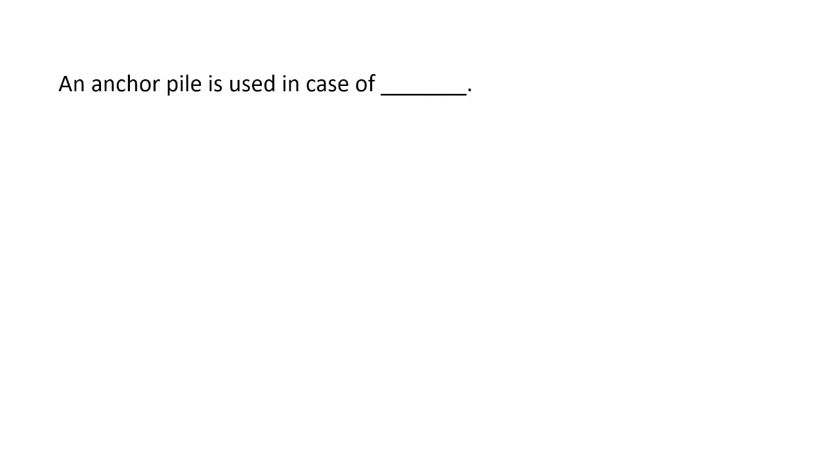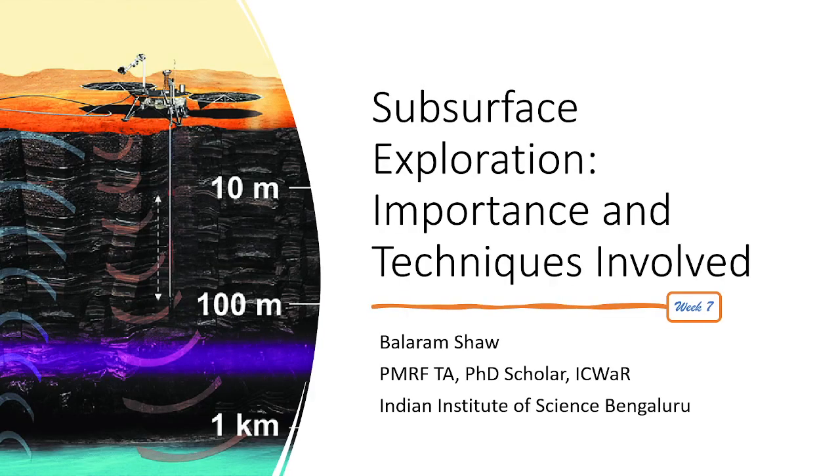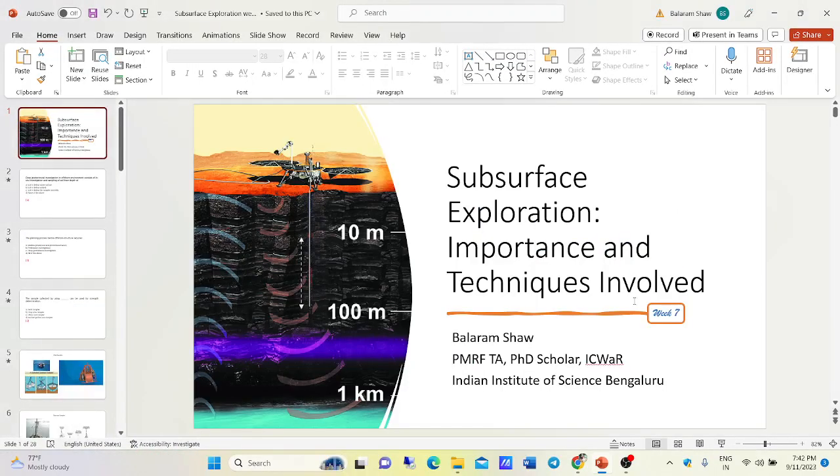So the question is, an anchor pile is used in case of, oh, sorry, what happened?